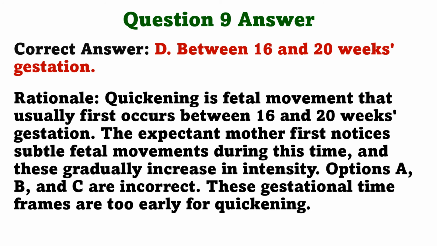Rationale: quickening is fetal movement that usually first occurs between 16 and 20 weeks gestation. The expectant mother first notices subtle fetal movements during this time, and these gradually increase in intensity. Options A, B, and C are incorrect. These gestational time frames are too early for quickening.